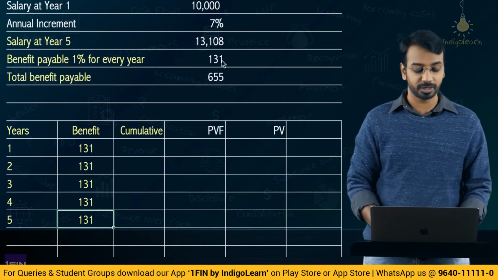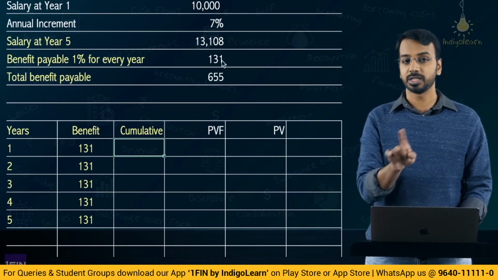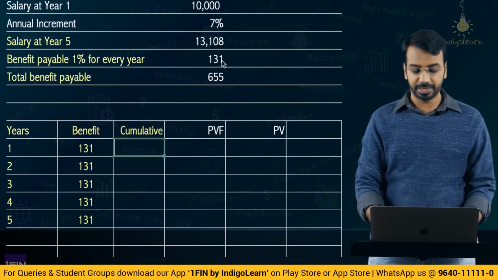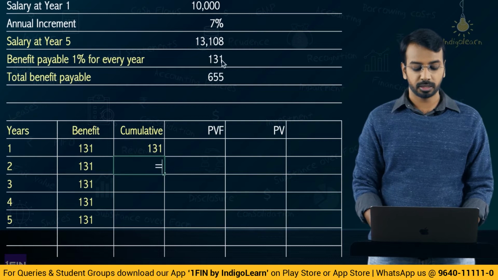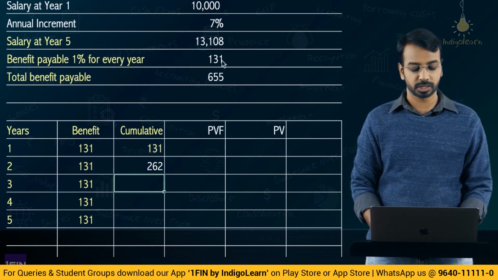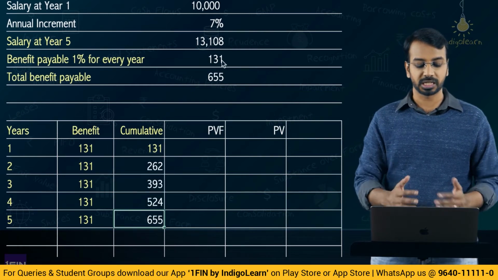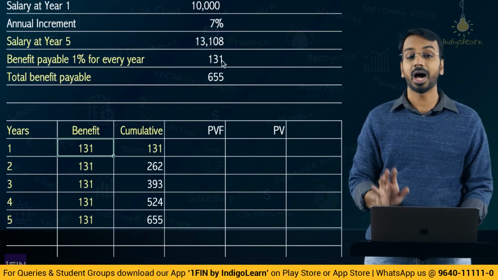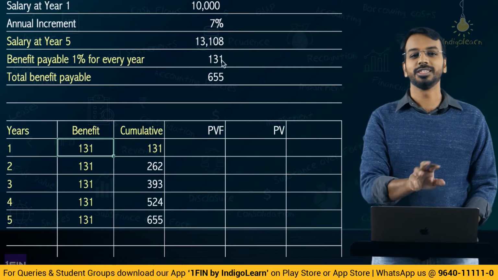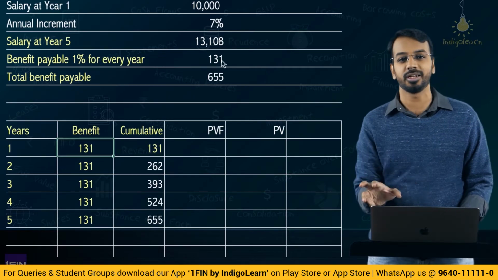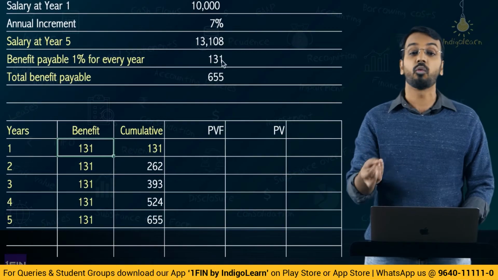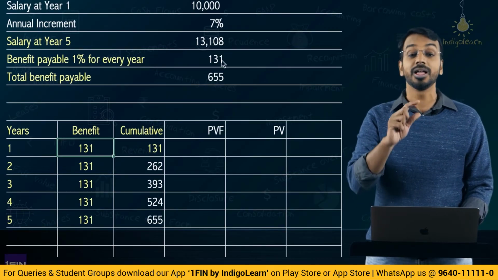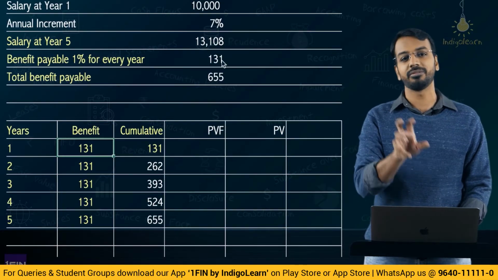Okay. What is the cumulative benefit? Cumulative benefit, this is undiscounted. This benefit that whatever we are writing is undiscounted. Now, if you see cumulative, it is 131 at the end of year 1, 131 plus 131, 262, then 393, 524, 655. That is how you get the cumulative value. These two are undiscounted, and let me tell you, these two are not relevant for us to pass any journal entries or do any kind of accounting. Okay. What we need to do is, we need to arrive at what is the present value of this, and accordingly we will have to do the calculation.